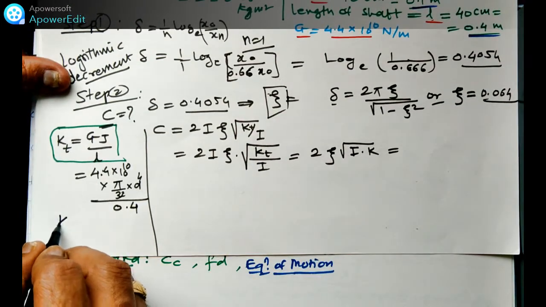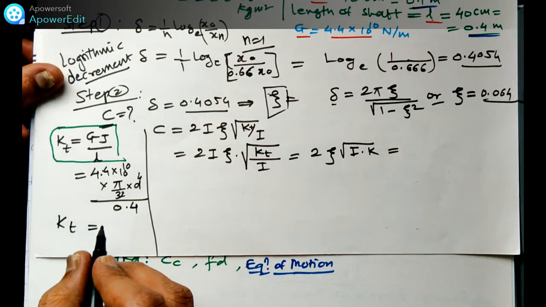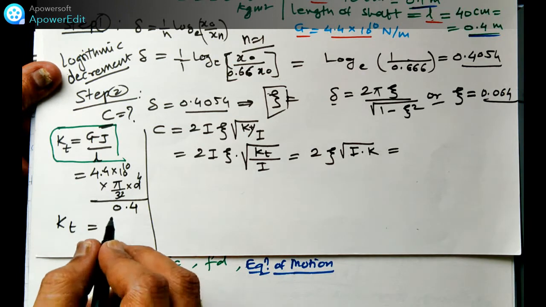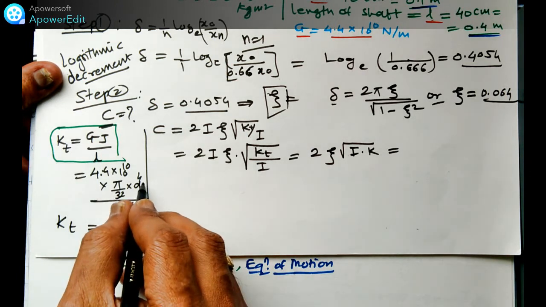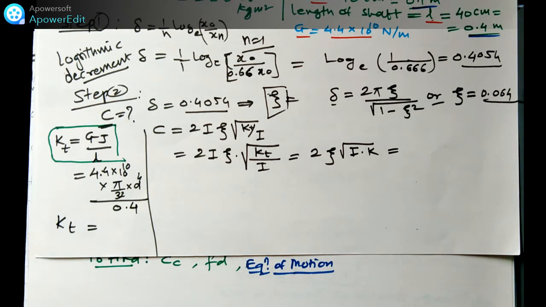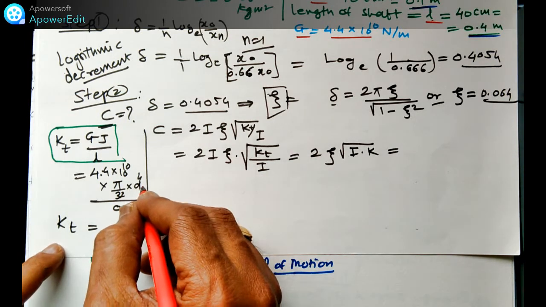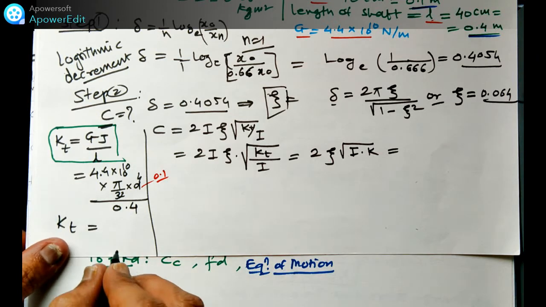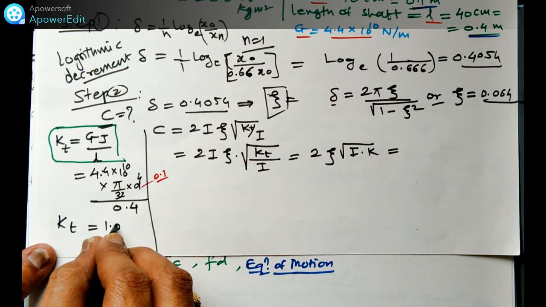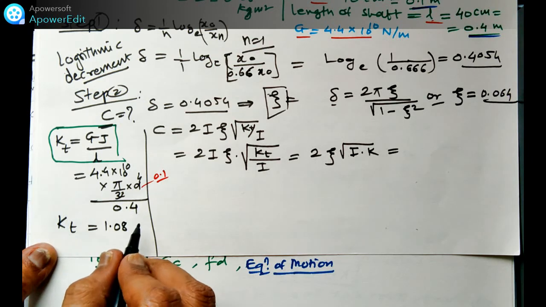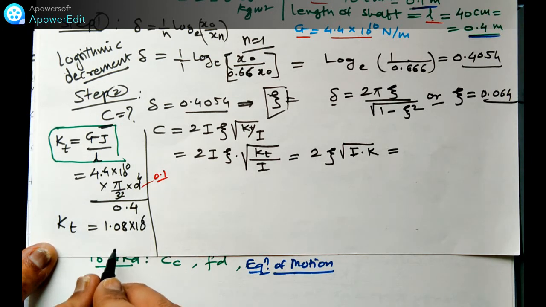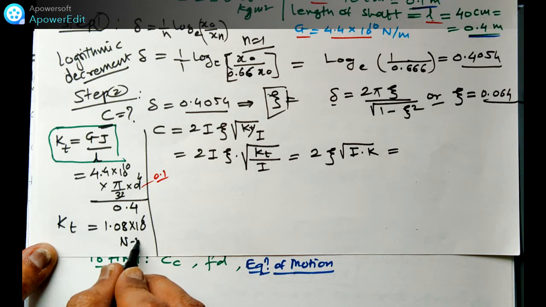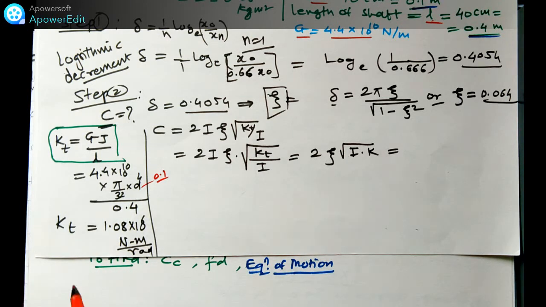So this KT we can find out by using this. Just calculating these values, where the value of D is 0.1, putting these values you get the value of KT as 1.08 into 10 raised to 6 Newton meter per radian. This is the value for KT.